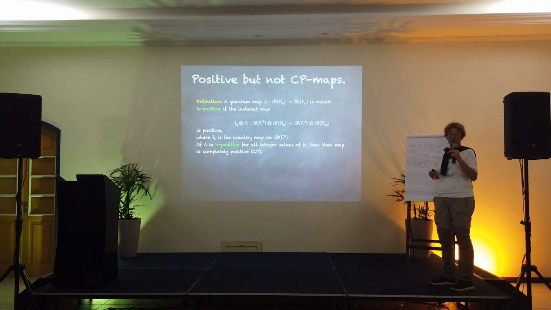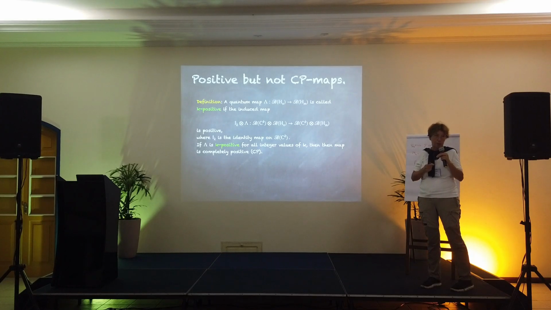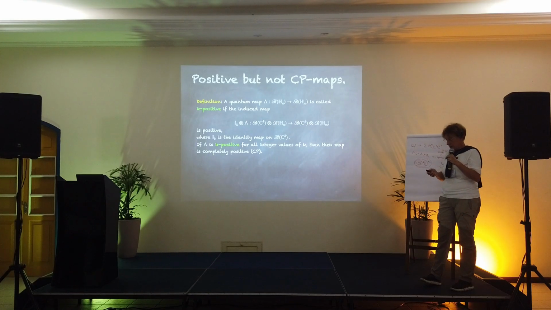And now I would say, if this is positive for all possible values of K, I will call this completely positive. So if I have a map which is physical, which is describing a quantum channel, an operator, whatever, it has to be completely positive for any value of K. But we will need this definition.